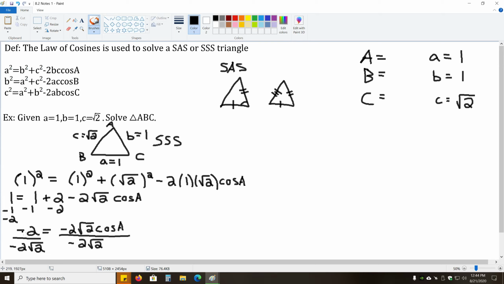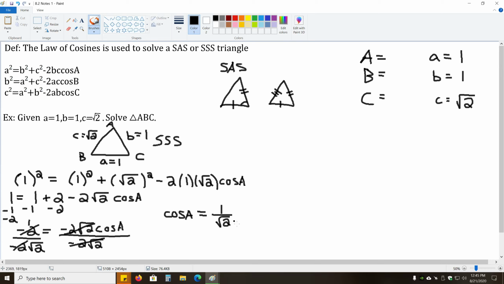When we do that, the negative 2 will cancel from the numerator and denominator, leaving us with just a 1 in the numerator. And the negative 2 square root 2 will cancel from the numerator and denominator on the right, leaving us with cosine of A equals 1 over the square root of 2. And now we can rationalize and solve for A.